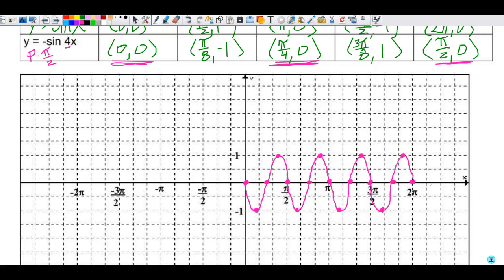Okay. Yeesh, I was better off at the beginning. Okay, so when we look at this, remember that 4 is the cycle. So that is 1 cycle, 2 cycles, 3 cycles, 4 cycles from 0 to 2 pi. And my period is just pi halves because every pi halves, it's going to repeat.